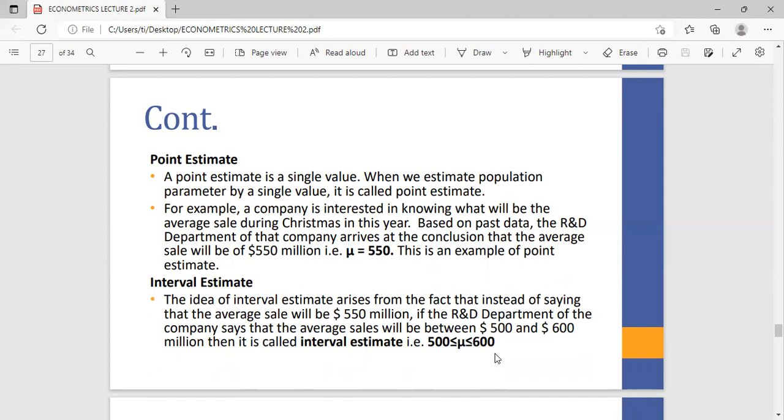Now you know that confidence intervals are nothing but intervals. From the name it is clear that you have attached some confidence to that particular interval.